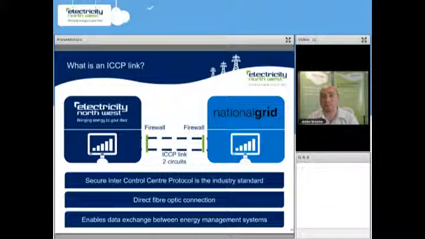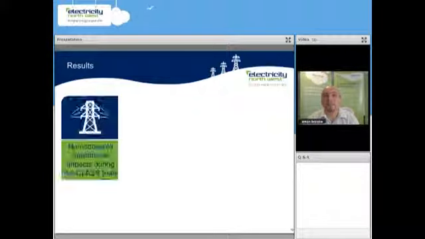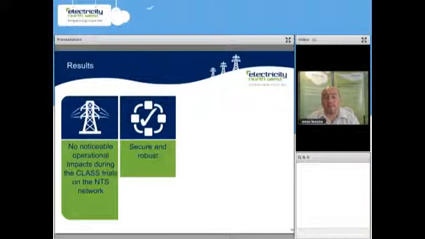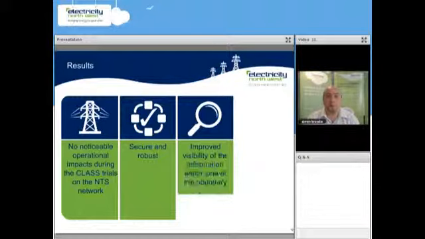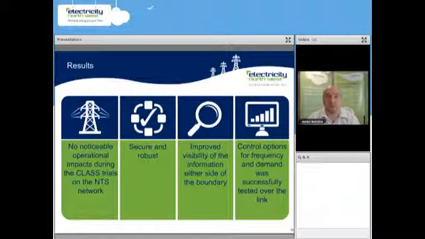The results we've had from the CLASS project and this link are very good. The main thing is we've had no abnormal results from the CLASS trials, so we were expecting it to work, and we've had no operational impacts, which is what we wanted. The ICCP link has been proved to be secure and robust. It's also the very first of its kind.